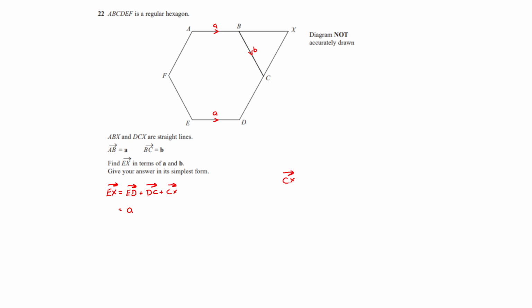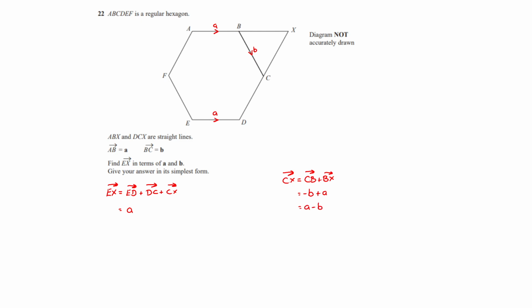So C to X. Now to get from C to X, we can go from C to B and then B to X. Now here we're going to have an equilateral triangle, because that's one of the properties of a regular hexagon. We could split it up into equilateral triangles. So therefore, going from C to B is going to be the vector minus b. It's going the opposite way along b. And from B to X is the same vector as A to B, because if we were to mark off the middle of this hexagon, we'd have the same triangle we've got here. So therefore, from B to X is the same vector as from A to B, which is a. So minus b plus a, or a minus b.